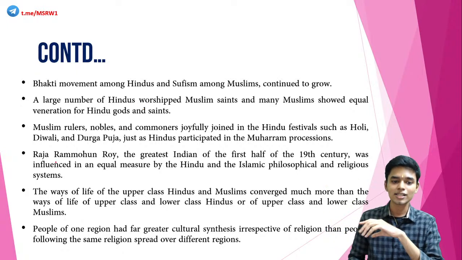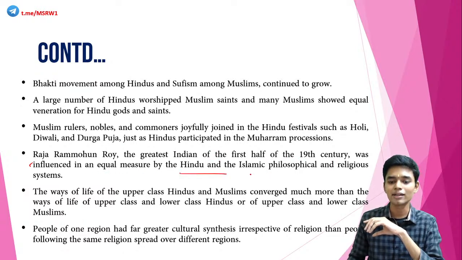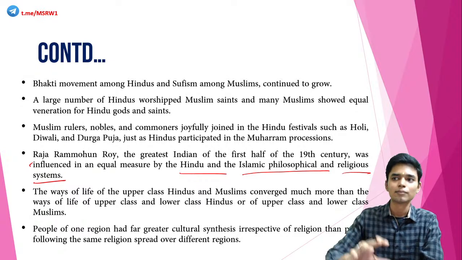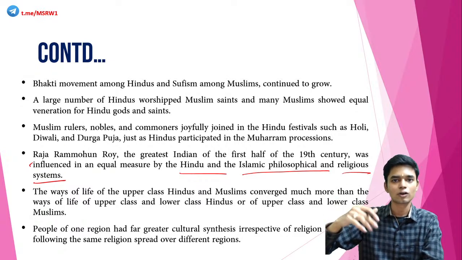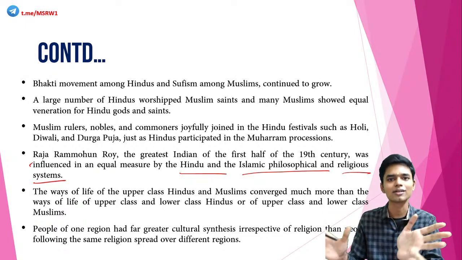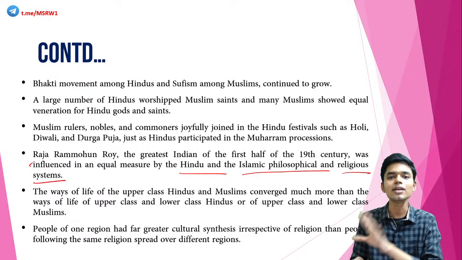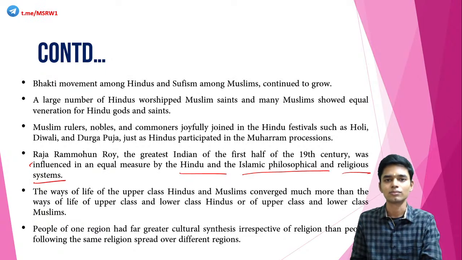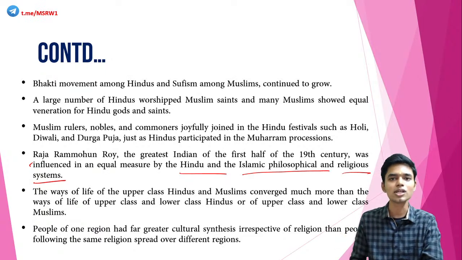Raja Ram Mohan Roy, the greatest Indian of the first half of the 19th century, was influenced in equal measure by Hindu and Islamic philosophical and religious systems. Very important. So in general, both these religions coexisted in India in absolute harmony. Exceptions are there, but still, in general, there was nothing communal in the later part of the 18th century and in the first half of the 19th century.